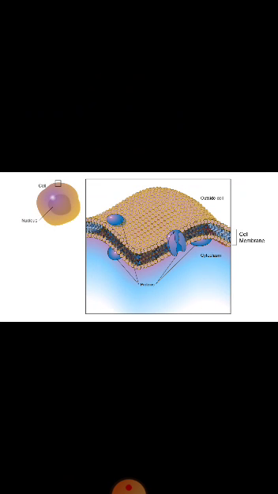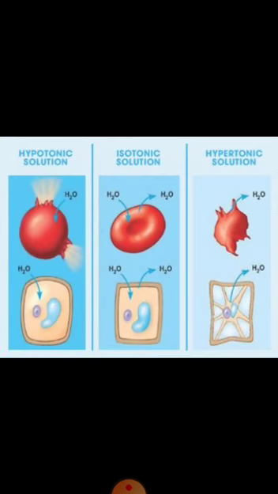So, let us see what happens when a cell is kept in sugar or salt solution of different concentrations. There are three types of solutions on the basis of concentration. They are hypotonic solution, isotonic solution and hypertonic solution. So, let us first learn about hypotonic solution. Hypotonic solution is a solution where concentration of water is more, that means it has less solute or salt and more of water molecules.